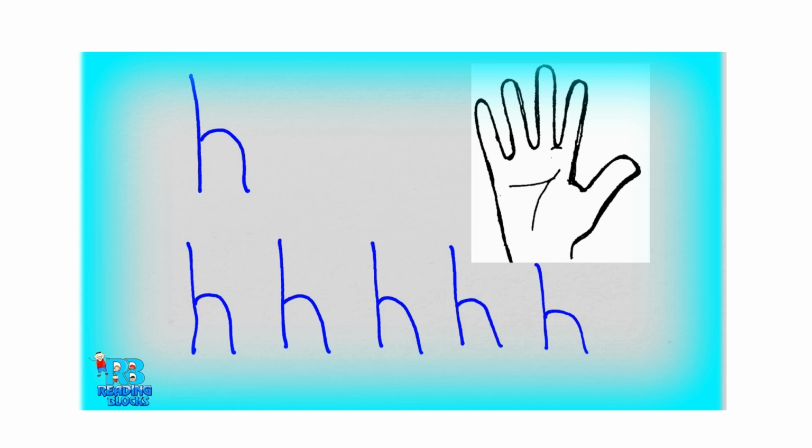Now we have one more sound for block 2, and that is the first sound you hear in igloo. Igloo. Did you hear the I sound? I. This is how we write that sound. I. Let's practice. I. Very good. And this is how we write the sound I.